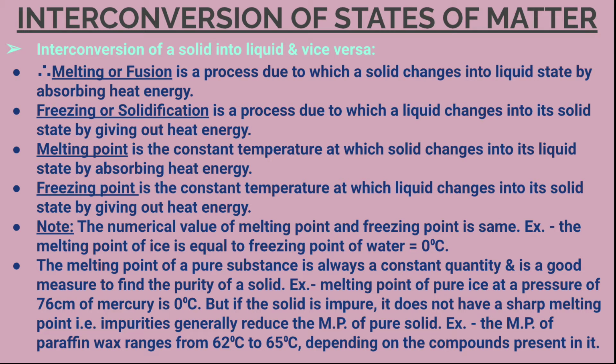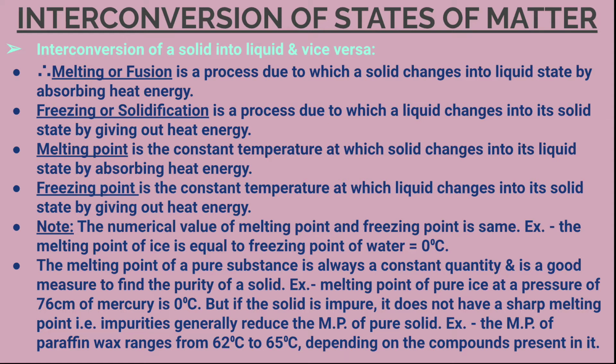If we see that the solid melts at a particular constant temperature, that is, the melting point is fixed, that means, for example, we know that the melting point of ice is 0 degrees centigrade, and we see that the ice which we have taken is melting at 0 degrees centigrade at a pressure of 76 centimeter of mercury, then that ice is pure ice. We will deduce that the ice we have taken to melt is pure, that is, it does not contain any impurity.